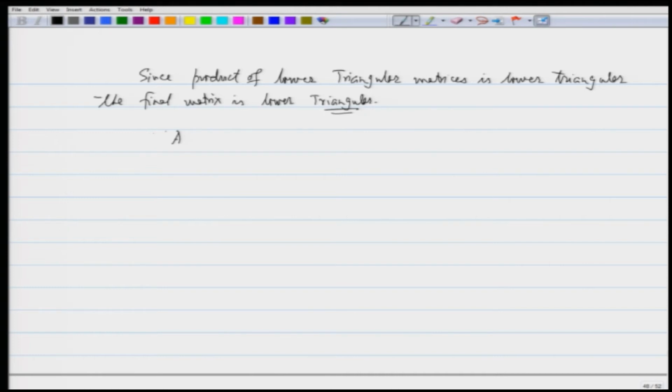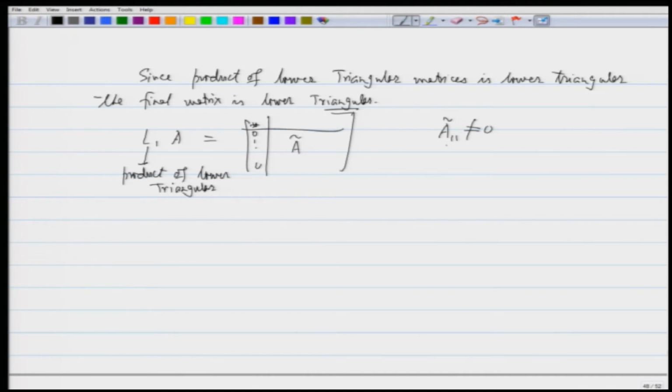This L1 was a product of lower triangular matrices such that this looked like a star here, 0 here, 0, and this is my A tilde, and in A tilde the 1 1 entry is non-zero. Fine. So, I can use induction to get L tilde of A tilde to be equal to U tilde, upper triangular. Fine.